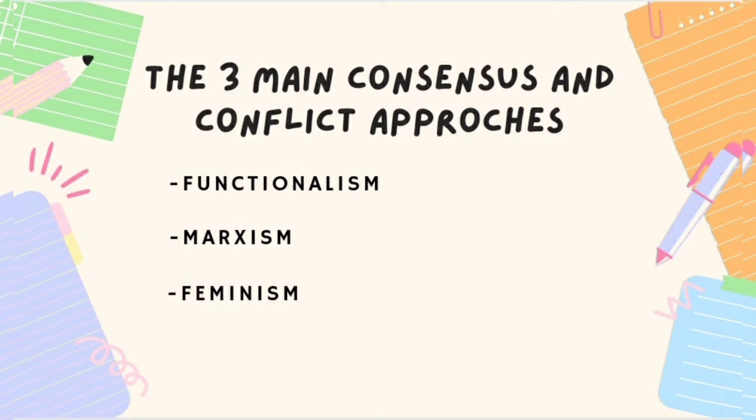Functionalists believe that every institution present in society has certain functions, and they give the analogy of a human body. Just like our heart, our mind, our stomach, our liver, our hands, our eyes have a certain function, in a similar way, society and its institutions have certain functions to carry out. And to make it simpler, I'd like to give you some examples.